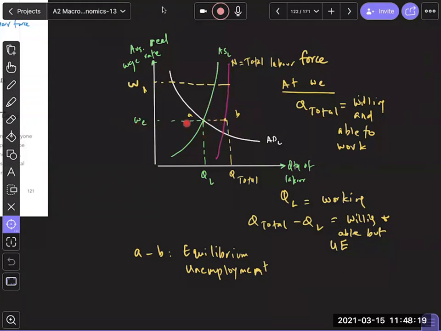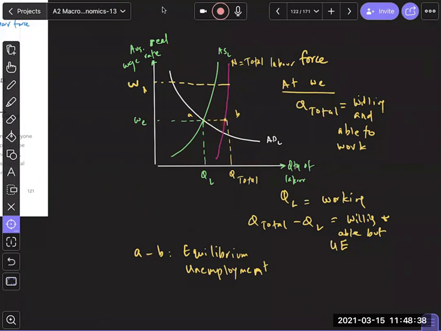Right now at equilibrium, these people who are unemployed are those who either do not like the equilibrium wage rate, the wage rate isn't really attractive, or the work isn't attractive for them to settle for jobs. And that's why they decide to be sitting at home.